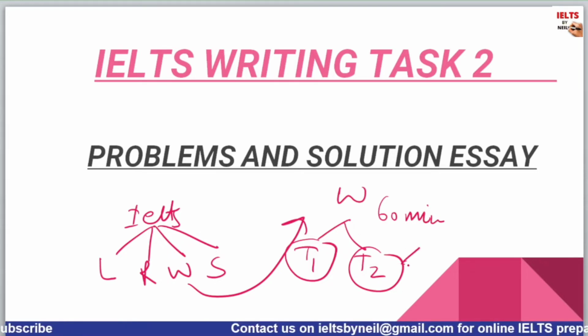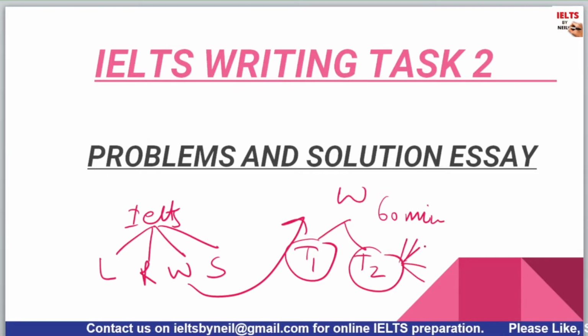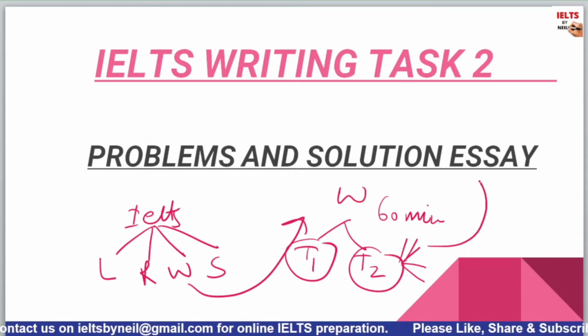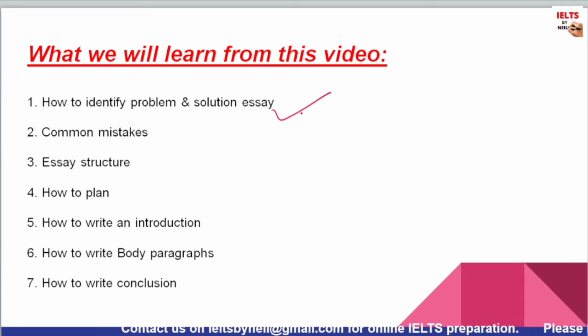So basically task 2 is nothing but just an essay writing. So these essays are of 5 types, and we're going to discuss one of the types of essay writing, that is problem and solution. First of all, we will learn how to identify the problem and solutions essay.